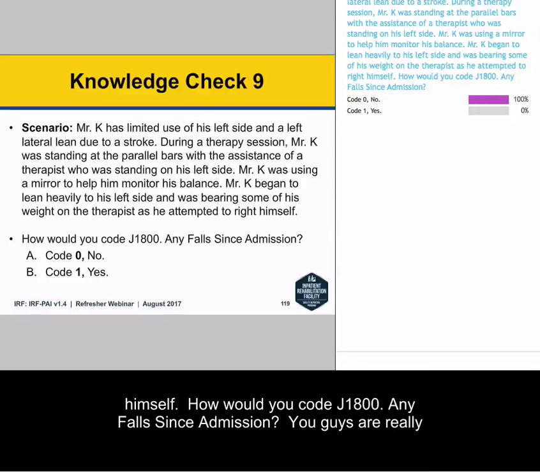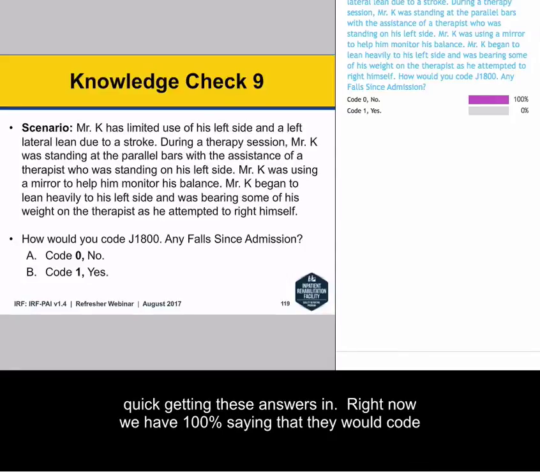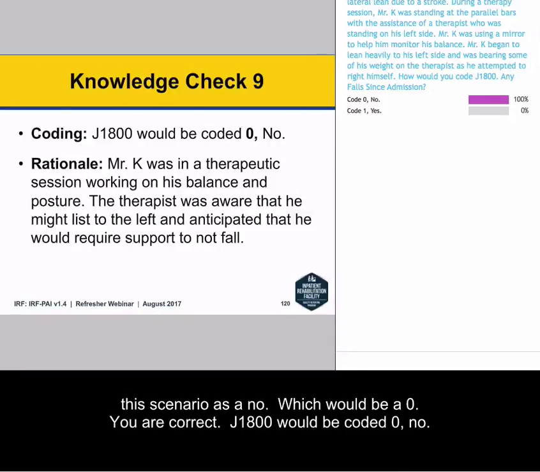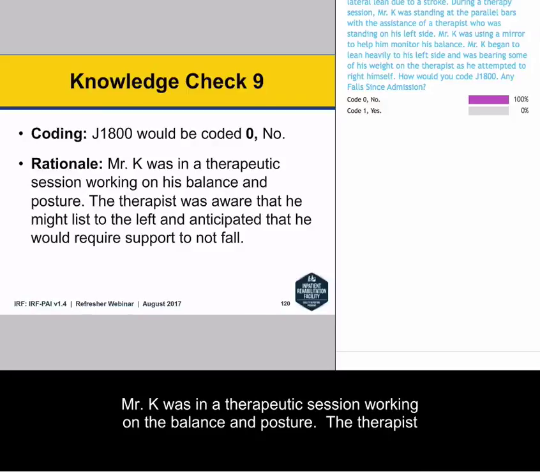And you guys are really quick getting these answers in. And right now we have 100% saying that they would code this scenario as a no, which would be a 0. And you are correct. J1800 would be coded 0, no. Mr. K was in a therapeutic session working on his balance and posture. The therapist was aware that he might lift to the left and anticipated that he would require support to not fall.